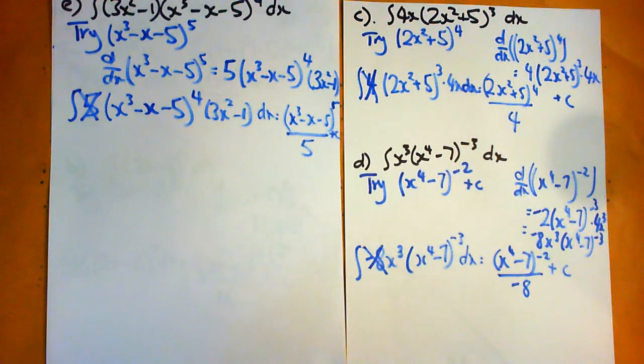So what we have just found is that the integral of (3x² − 1) times (x³ − x − 5) to the power of 4 is (x³ − x − 5) to the 5 over 5 plus constant.